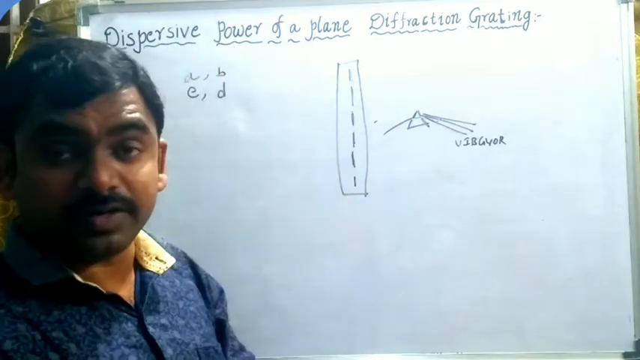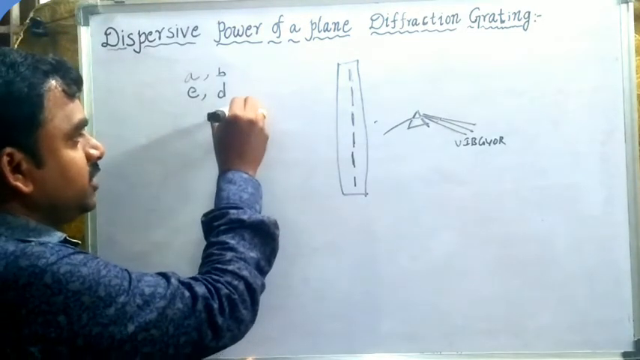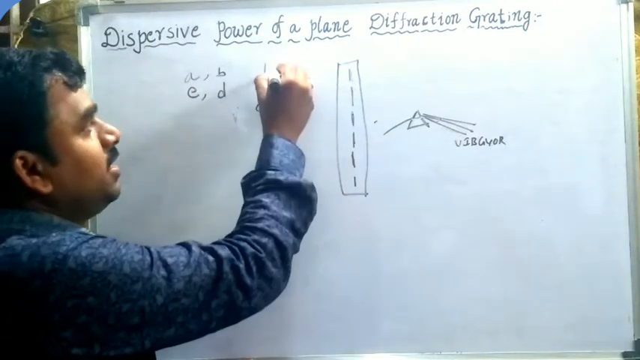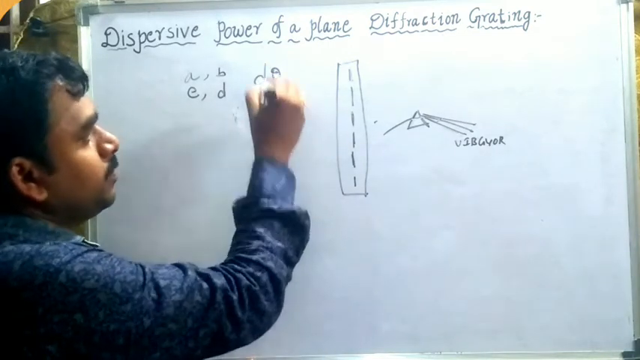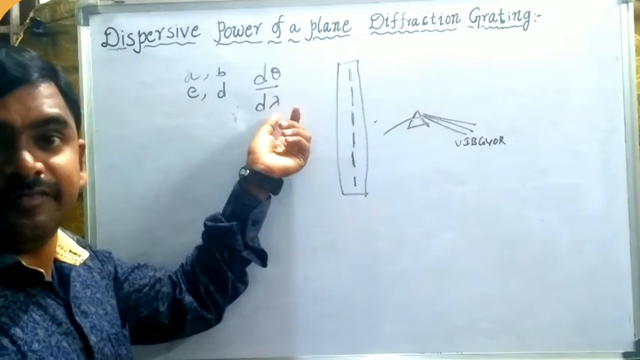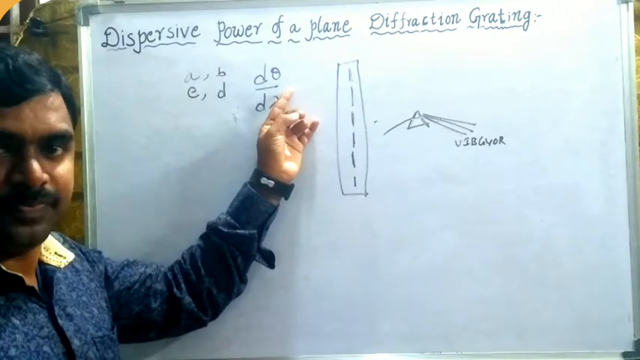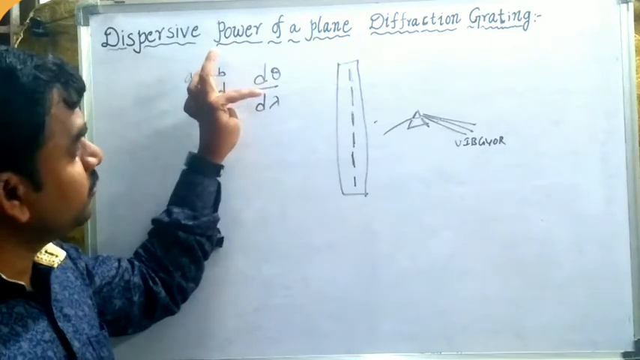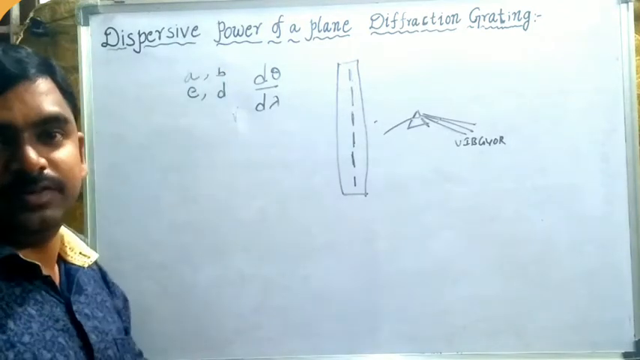Now what is dispersive power? Dispersive power is the rate of change of angle with change of wavelength. So how much the wavelength is changed depends upon the angle, or vice versa. The rate of change of angle with respect to change in wavelength is called dispersive power.